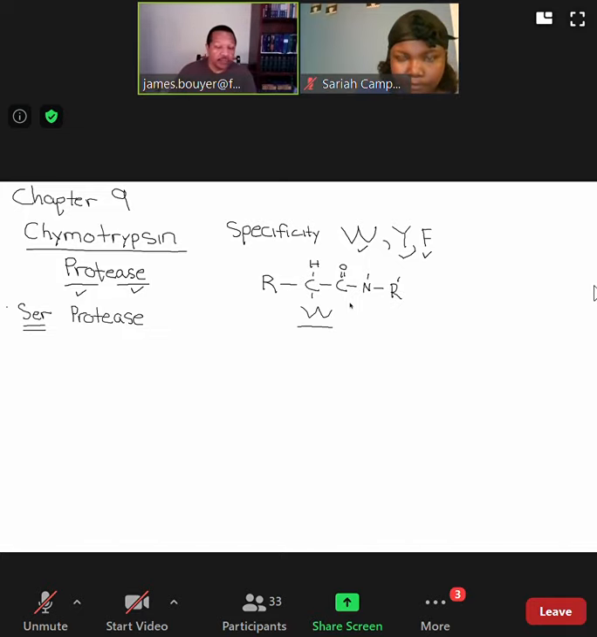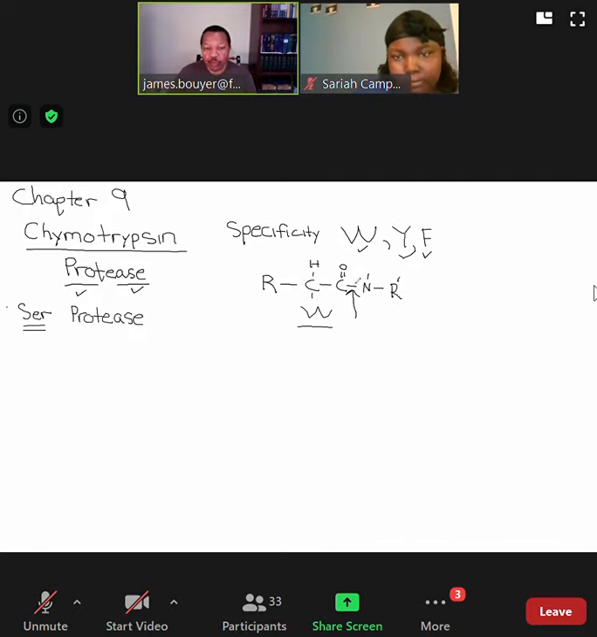The bond that's going to be broken is the peptide bond after the amino acid that's recognized. So whether this is tryptophan or tyrosine or phenylalanine, we're going to break the peptide bond after the side chain, which is this. So here's the side chain that's recognized. It could be tryptophan, it could be tyrosine, it could be phenylalanine, and then right after it is this peptide bond. That's the bond that chymotrypsin is going to break.